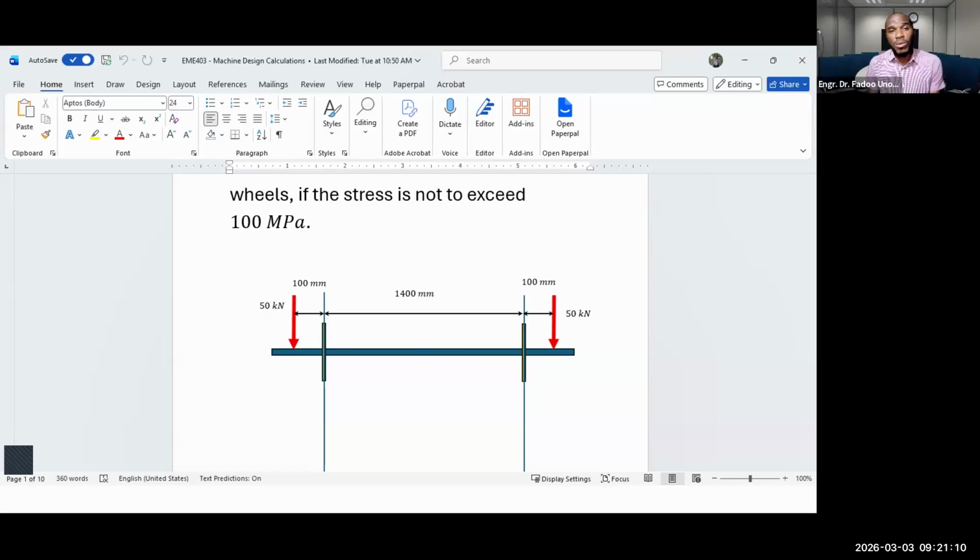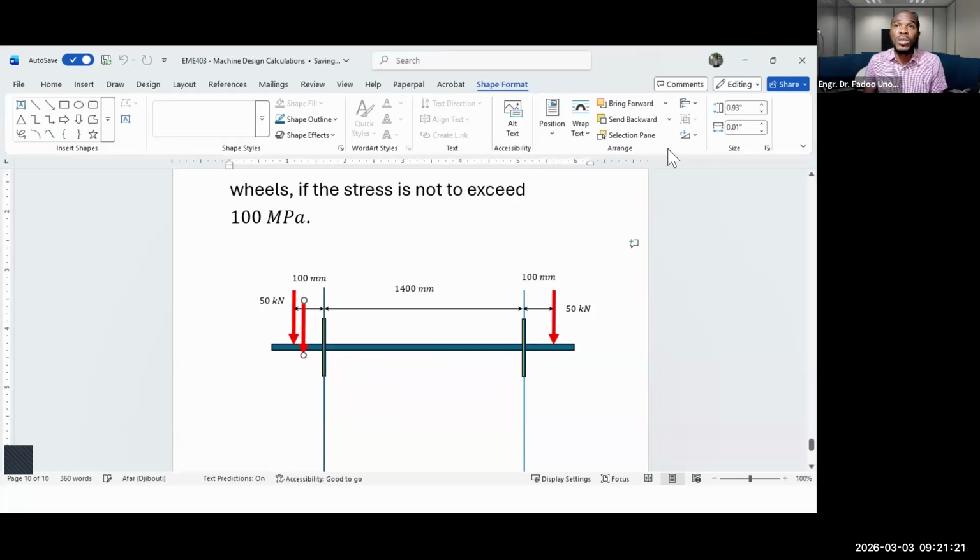Okay, so what we are saying is that there are reactive forces. If we rotate this one, let's flip vertically. So there are reactive forces acting at the wheel. So, yeah, perfect. And this acts on both wheels.